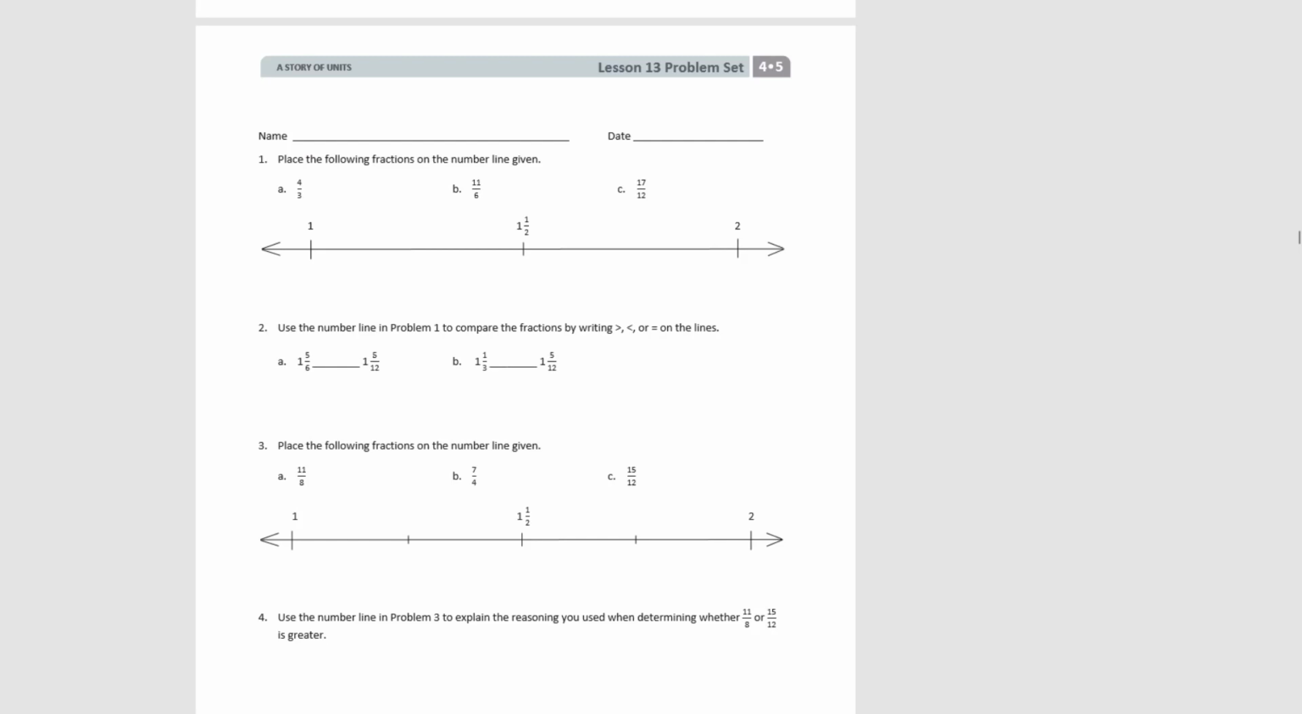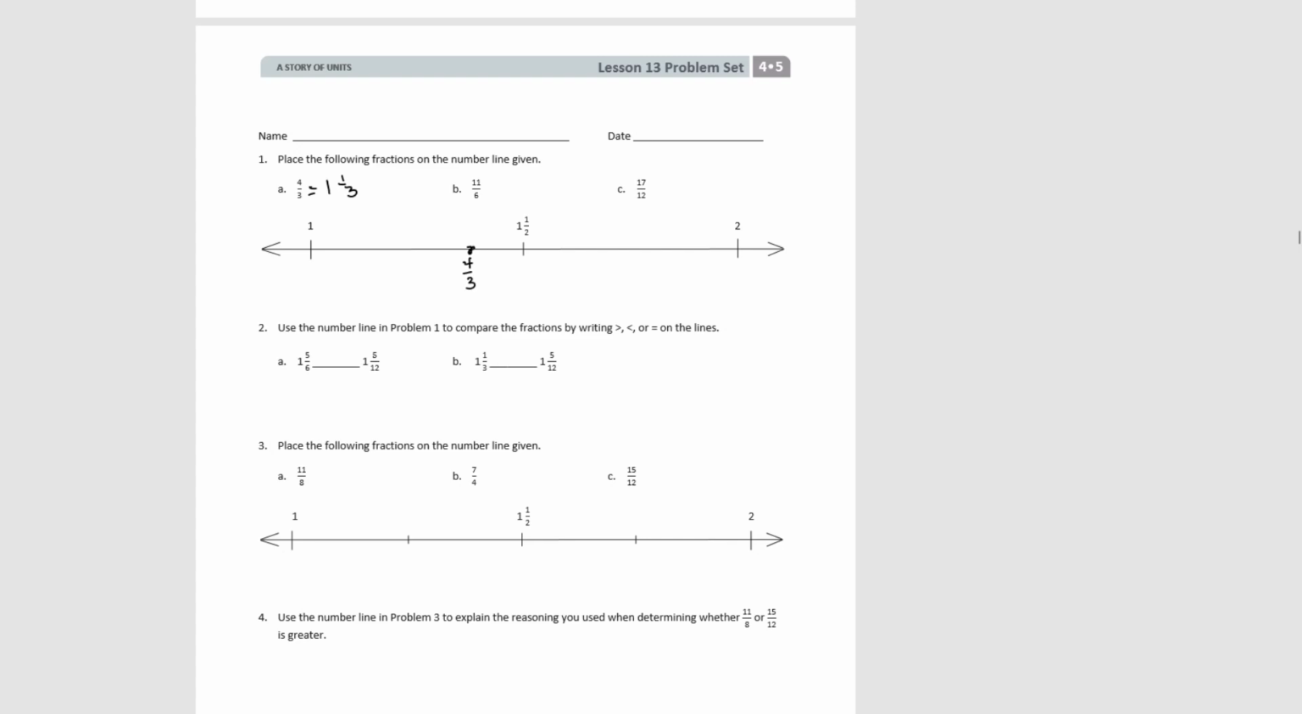So for 1, it says to place the following fractions on the number line given. So pause the video and take a minute to do that. Okay, first of all, let's look at these fractions and get a better idea of what they are. 4/3 would be 1 and 1/3. So if we look, we're going to see that that is going to fall between 1 and 1 1/2. It's a little bit less. So we're going to say about here and mark that as 4/3.